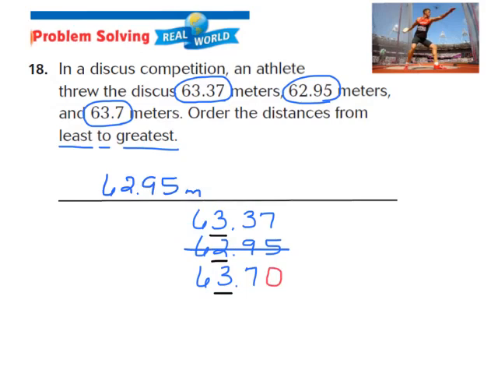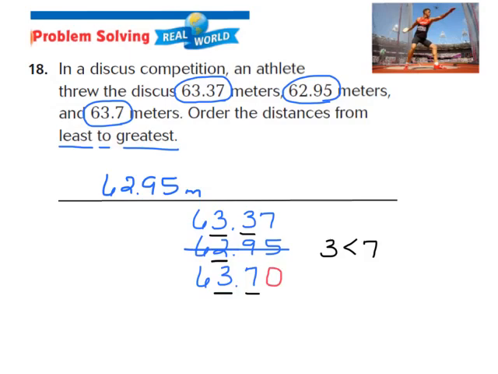Now, let's take a look at the 2 numbers that remain. I'm going to now focus on the numbers that are in the tenths place. And what I notice is that the numbers that are in the tenths place, they have different digits. So I'm going to go ahead and underline those 2. I have a 3 and I have a 7. Well, what I know is I know that 3 is less than 7. And if 3 is less than 7, I know now that this number, this distance, is less than this distance.